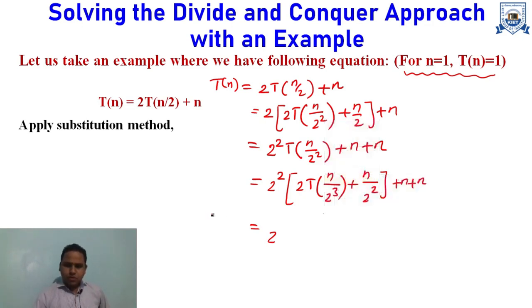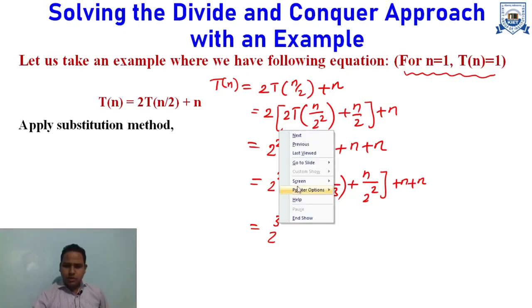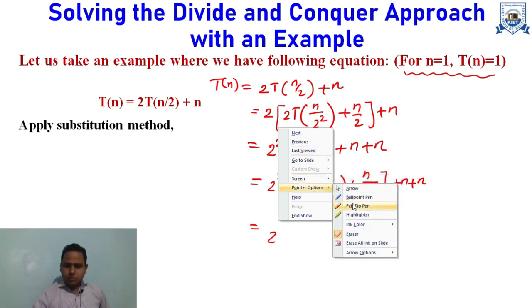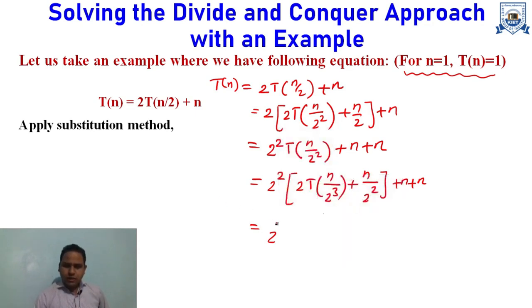So listen, how can we write it? It will become 2 cube. So we can write it as 2 cube T of n by 2 cube, plus n plus n plus n. So this is how we got this.